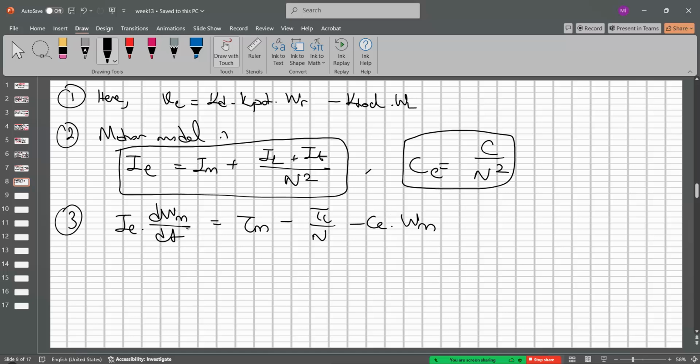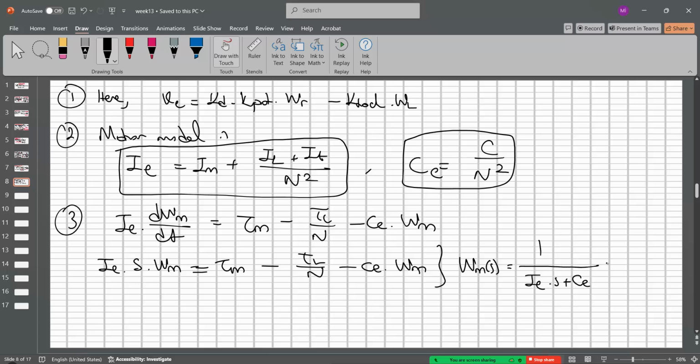Okay? And so in the S domain, we will have the I_e s ω_M, which is equal to the torque M minus torque load divided by N minus C_e ω_M. And so if we recollect the whole equation, we can write ω_M(s) in terms of this one: 1 divided by I_e s plus C_e times torque M motor and torque load S divided by N.